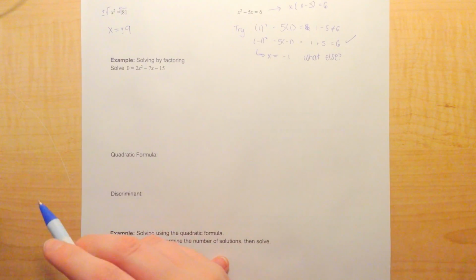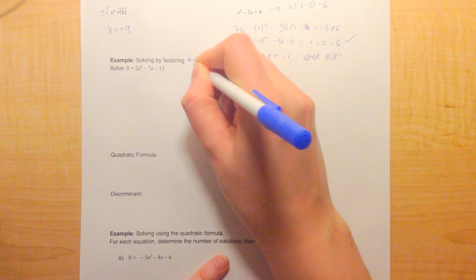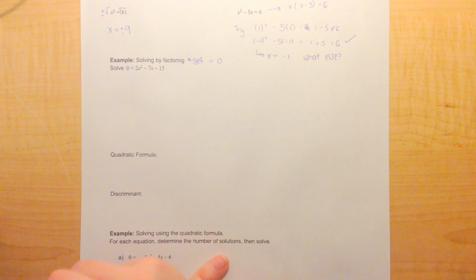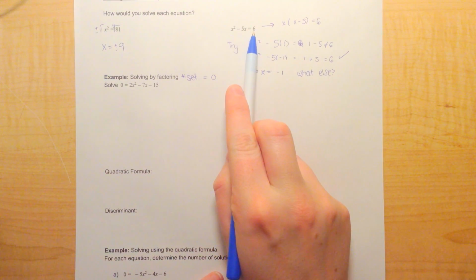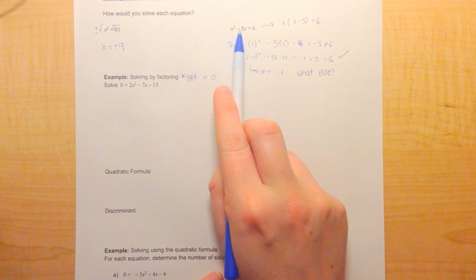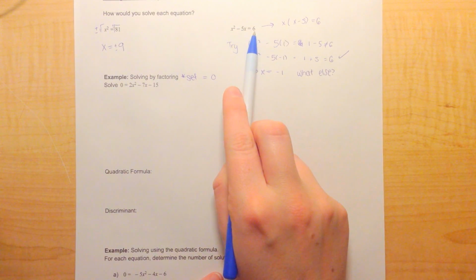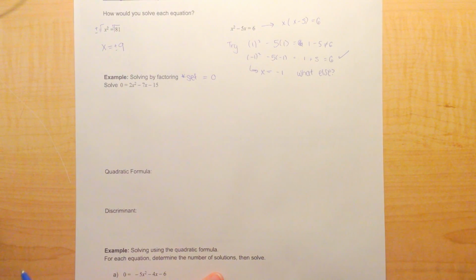So let's try this example, just solving by factoring. So first thing you need to know for this is set your equation equals 0. So if we were working with this example up here, we'd need to bring the 6 to the other side so that we'd have x squared minus 5x minus 6 equals 0. Okay, so make sure you've got 0 on one side of your equation.